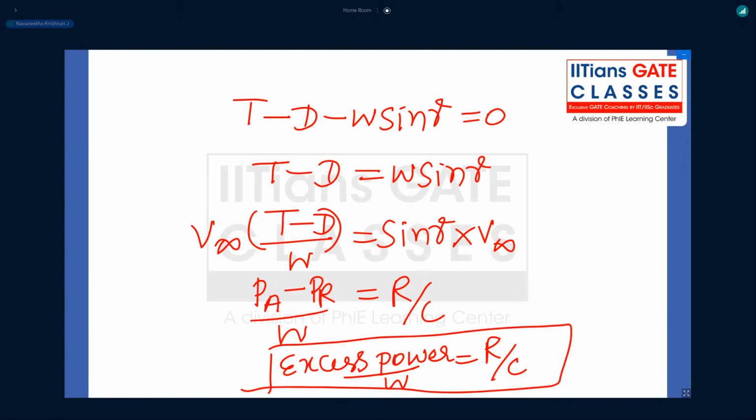Thrust into velocity can be called thrust power, and drag into velocity is called drag power. Excess power divided by weight is called the rate of climb. Any doubt?